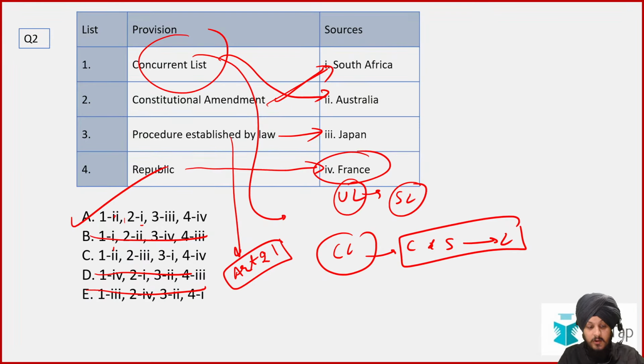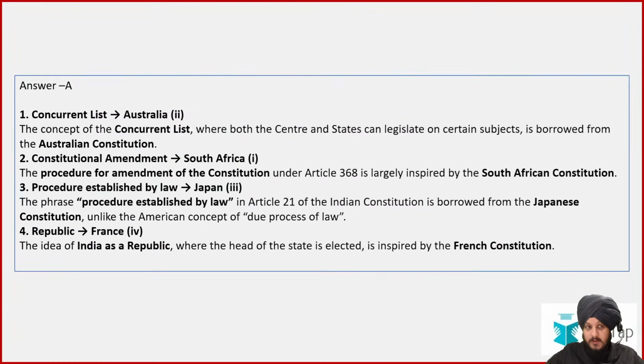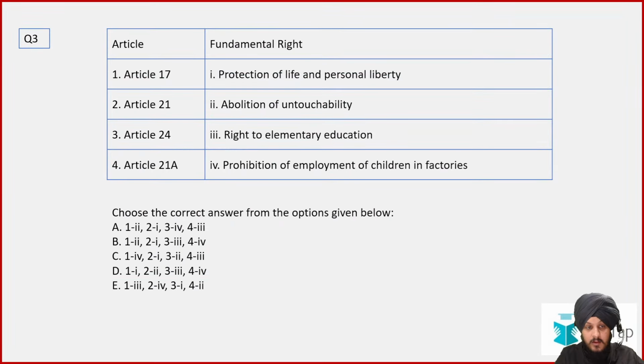Okay, now let us move on to the next question, question number 3, which is regarding the different fundamental rights that are there, right.